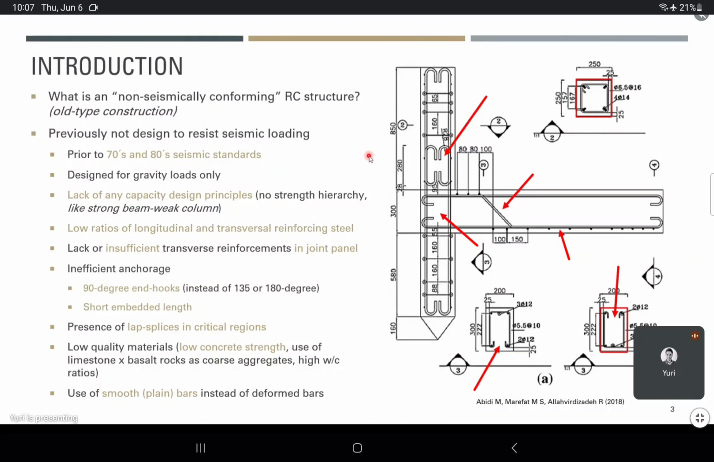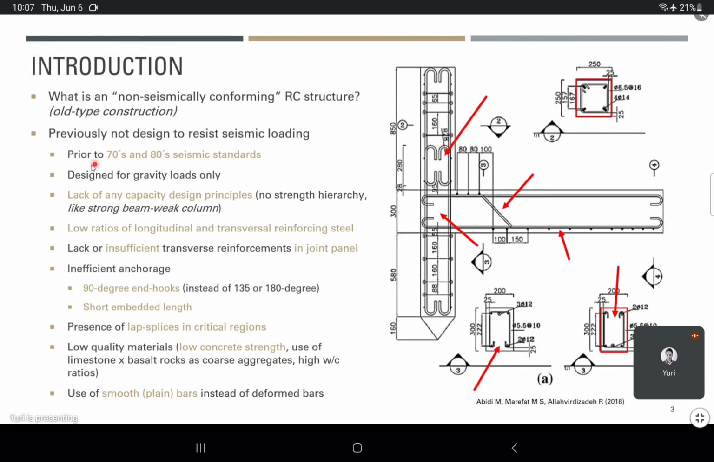So a brief introduction: what is a non-seismically conforming reinforced concrete structure? Pretty much it is an old building, okay? And why do we have concern about this old building? Well, in the seismic scenario, it's a building that was not designed to resist lateral load. It's pretty much a building that was created prior to the 70s and 80s seismic standards. This includes the United States, Europe, and Japan.